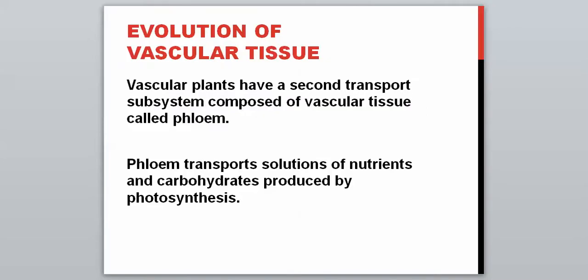And vascular plants also have a second transport subsystem composed of vascular tissue called phloem. The PH, as you know, makes an F sound, so phloem is how you say that. It transports solutions of nutrients and carbohydrates produced by photosynthesis. So we have the xylem, which is going to carry the water, and phloem, which is going to carry our nutrients and carbohydrates produced by photosynthesis. So they both are part of our vascular system. So xylem and phloem make up our vascular tissue.